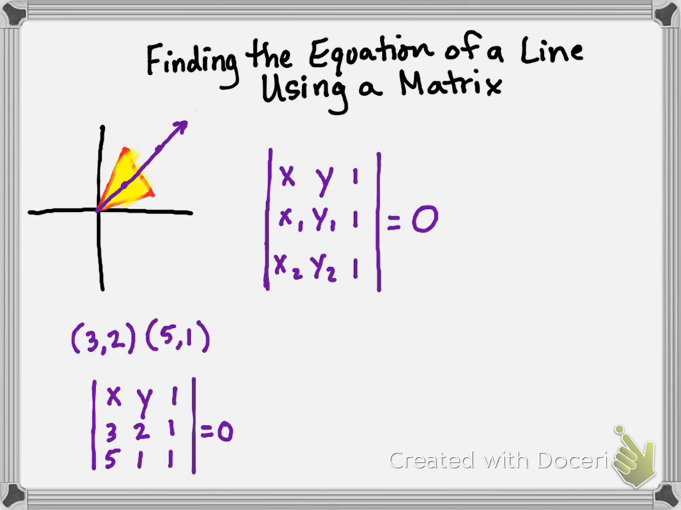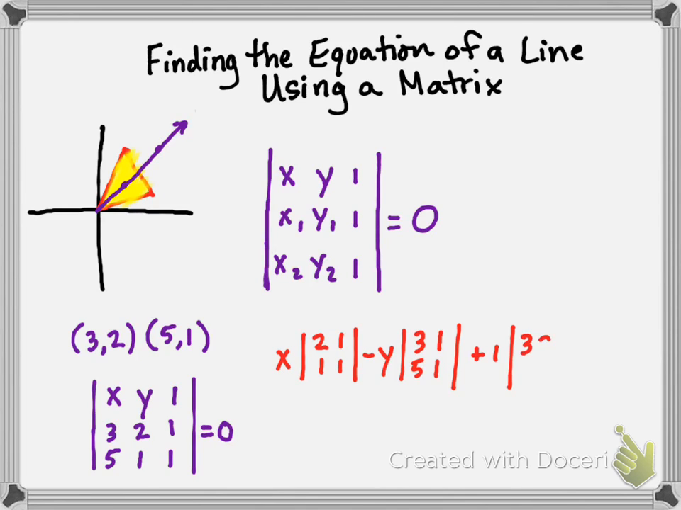Now, you can use Laplace here, or you can use Sarrus. It doesn't matter. I'm going to use Laplace this time. If you remember correctly, using Laplace looks kind of like this. We take x times the determinant of the 2 by 2 matrix that you have when you cross out the row and the column that x is in, and then, going across the row, minus y times the determinant of the matrix 3, 1, 5, 1, and then plus 1 times the determinant of the matrix 3, 2, 5, 1.